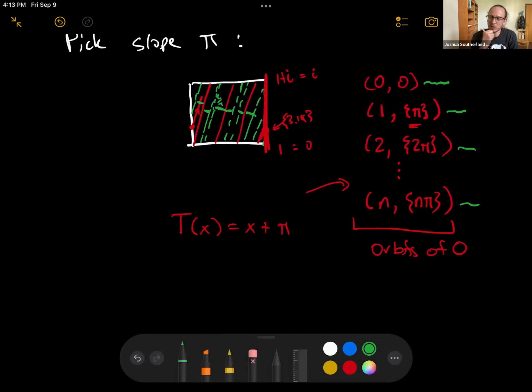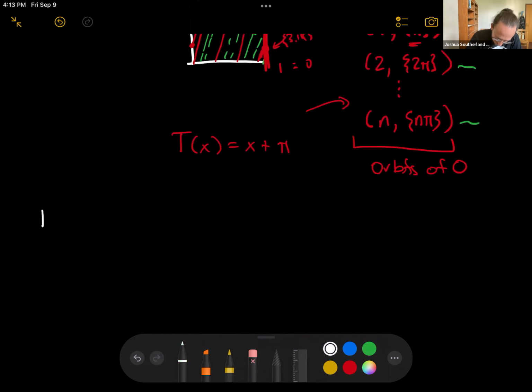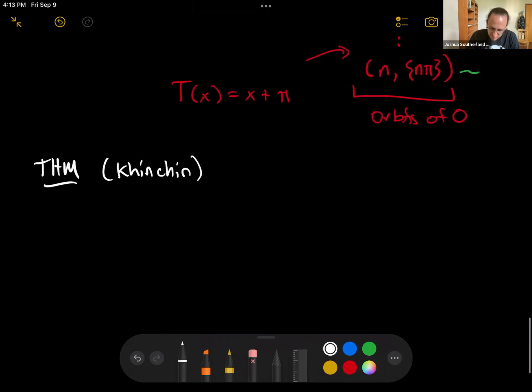What you can maybe notice is that this is turning into some kind of approximation type problem with circle rotations, which might be connected to Dirichlet's approximation theorem. So let me end with a theorem which comes from the paper that actually motivated the result above. Khinchin proved the following.